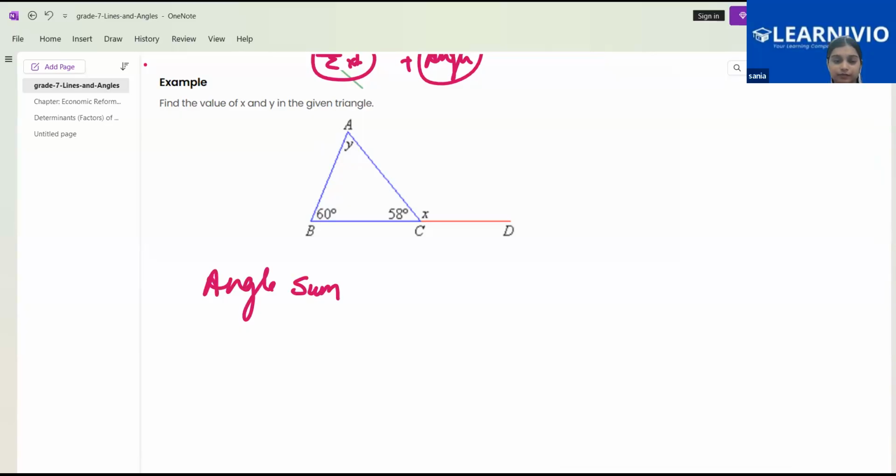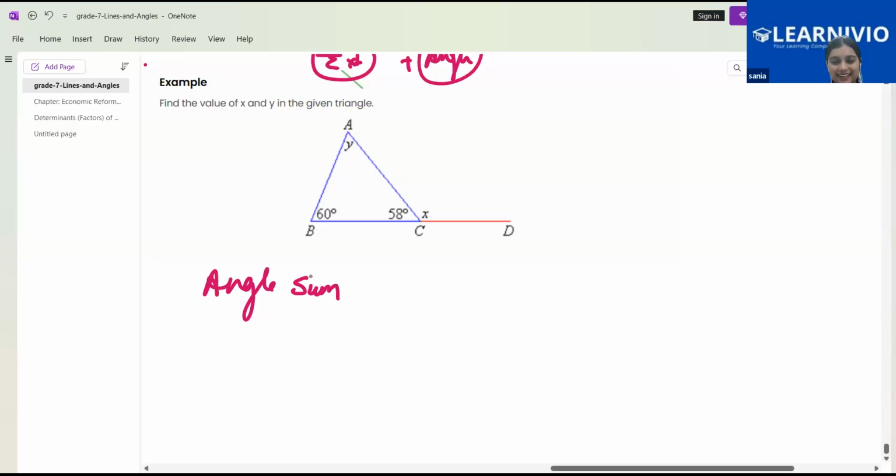Ma'am, first, to find y, I used the angle sum property. So I added 60 and 58, and the answer was 118. And then to find the value of y, I subtracted it from 180. So the answer which I got was 62. Yes, that's correct. But for x, it's a little bit different.